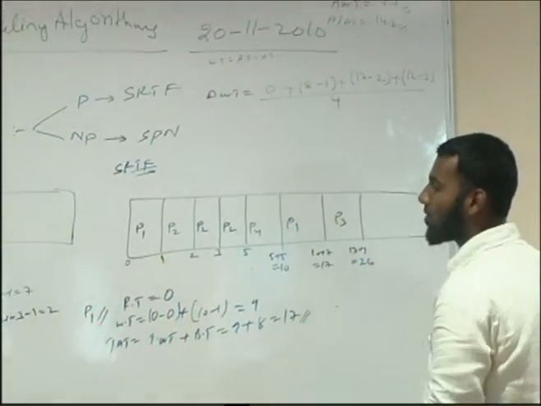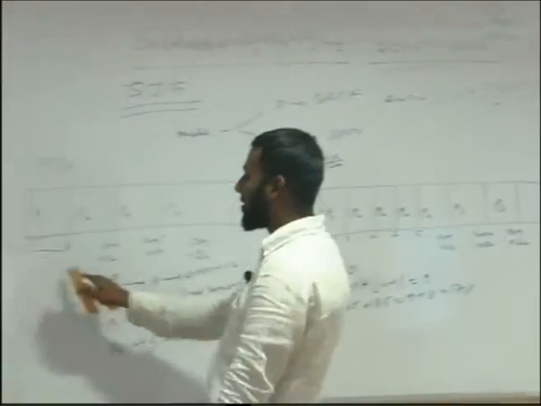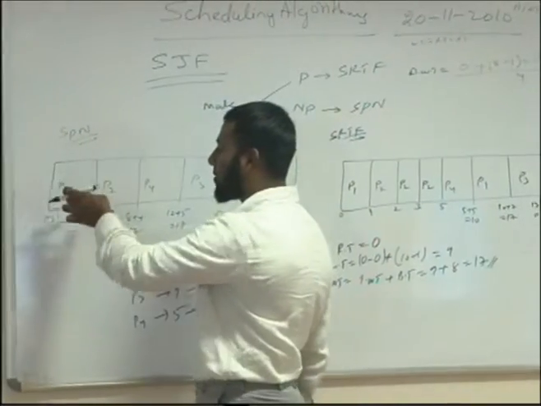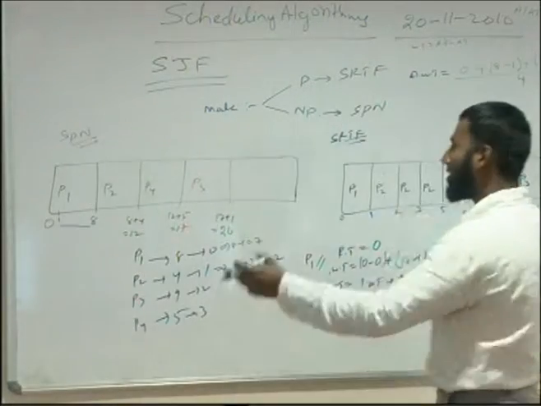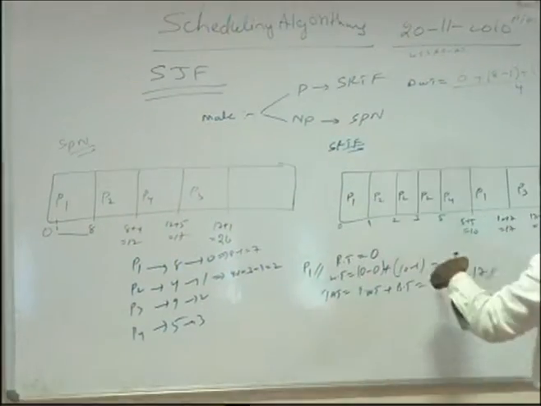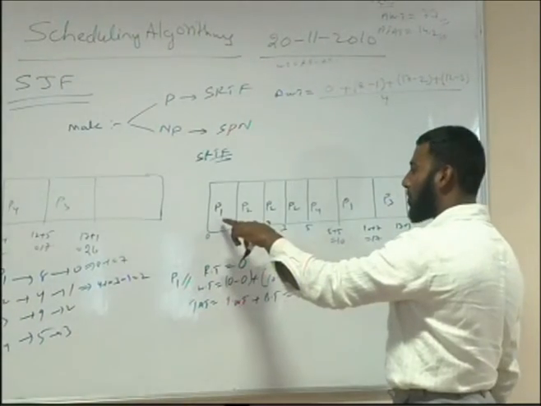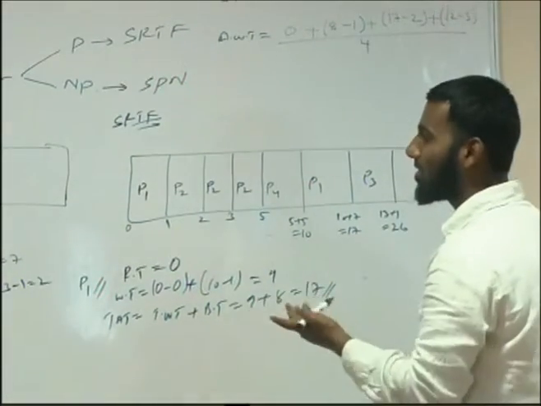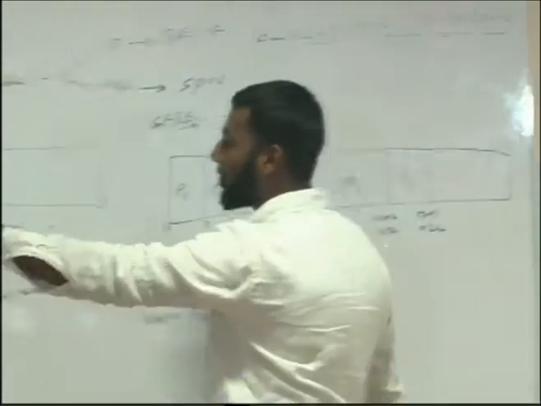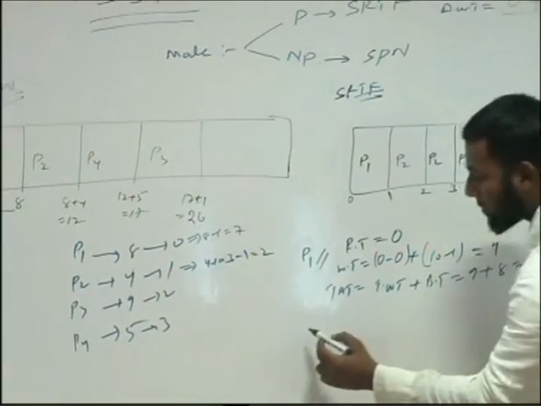So turnaround time for process P1 is 17, but in the earlier case it was 8. Only this process, because of non-preemption, has been given the chance. This is good for process P1, but this decision is bad for process P1. But the bad decision for P1 has proved good for the remaining processes. But here it has not proved good for the remaining processes. We will see now. Then next we have process P2.